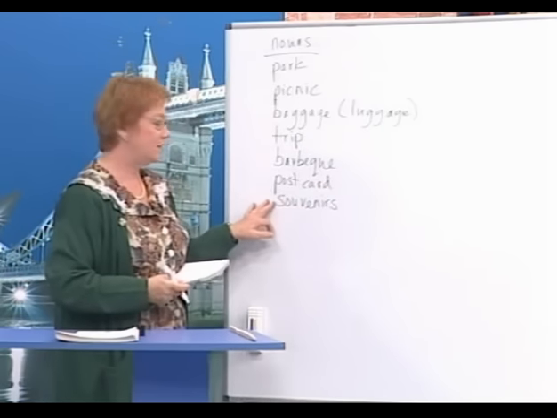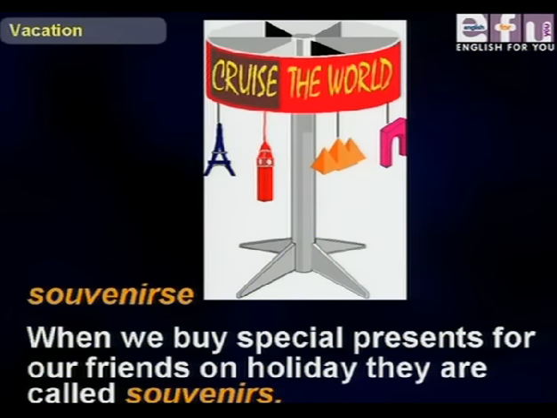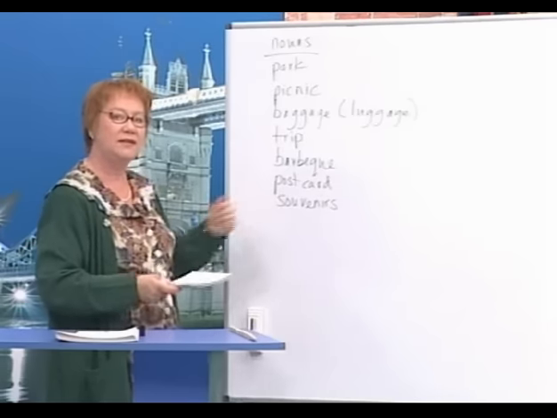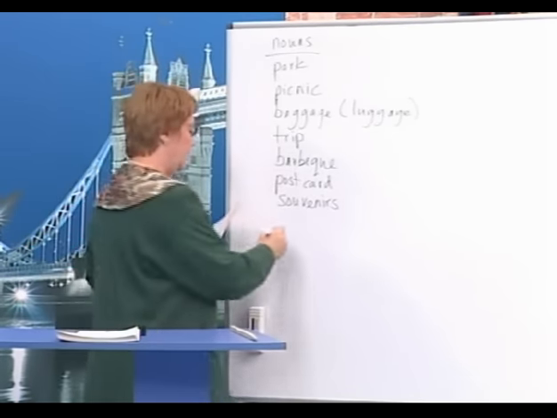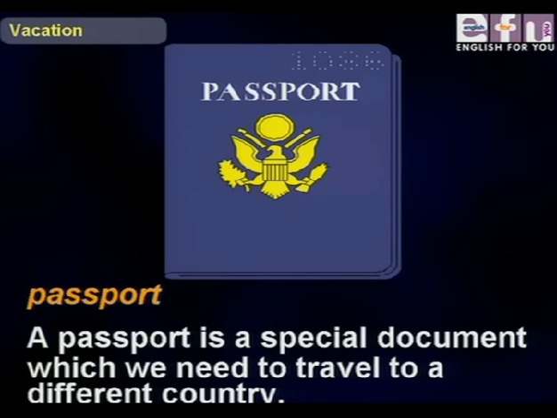Next, souvenirs. This is a French word that came to English. But souvenirs, when we buy special presents for our friends and family on holiday, we call them souvenirs. We bring souvenirs. And everyone needs a passport to travel. A passport is a special document which we need to travel to a different country.